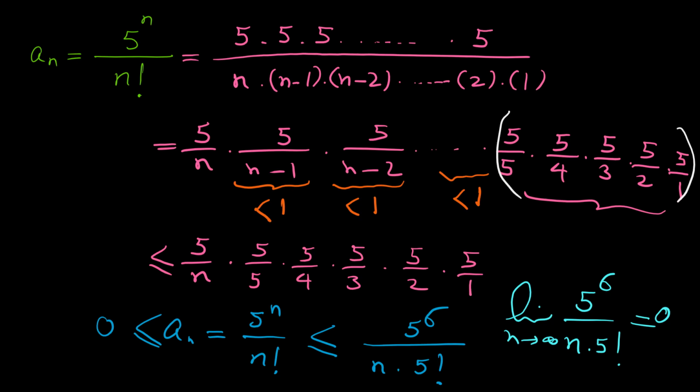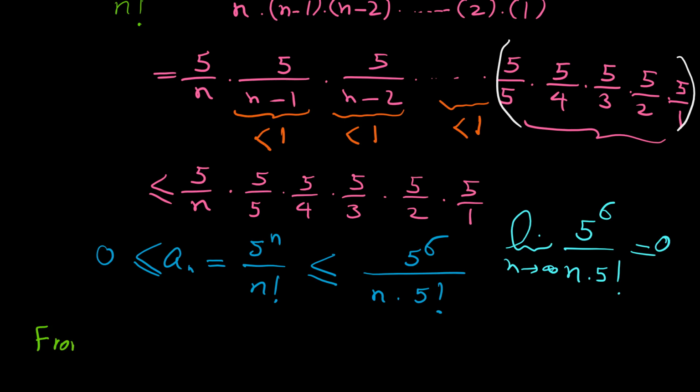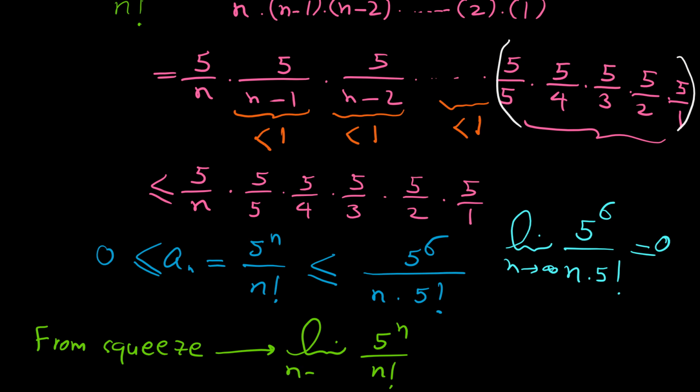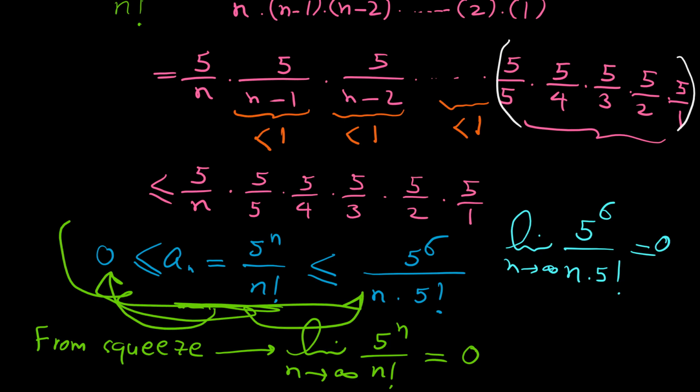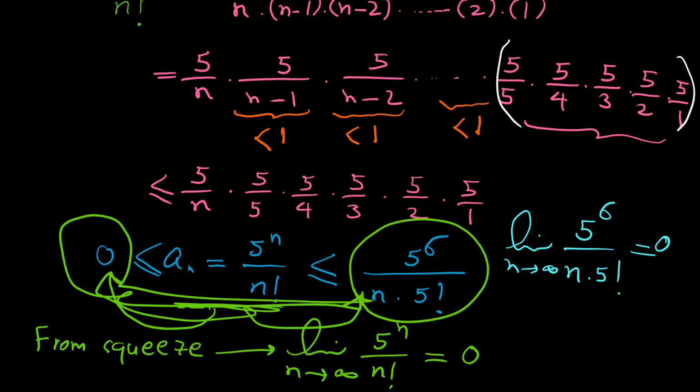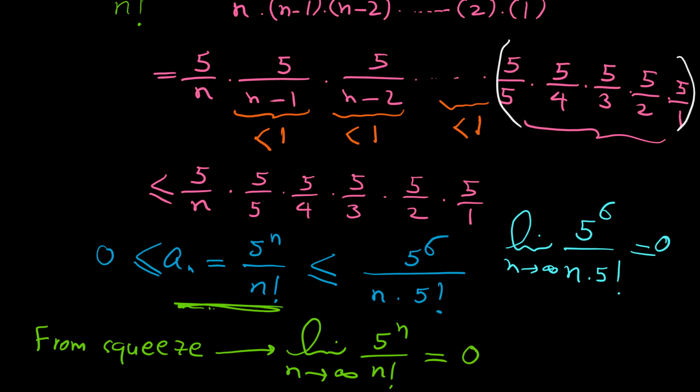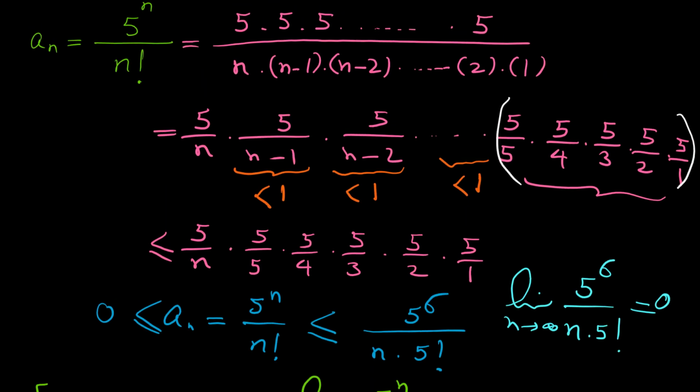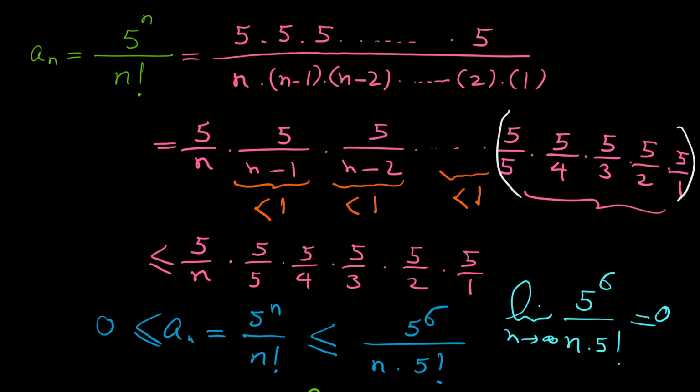Now from the squeeze theorem, we conclude that the limit of 5 to the n over n factorial when n approaches infinity is 0, because this is squeezed between these two. When the limit of one side is 0, the limit of the other side is also 0, so the limit of the middle term should also be 0. So we prove that this given sequence is convergent to 0.